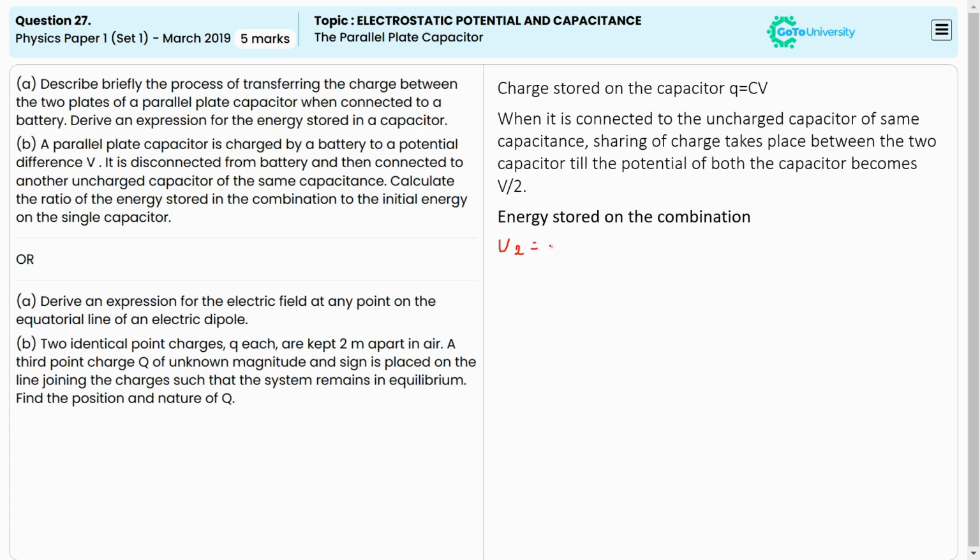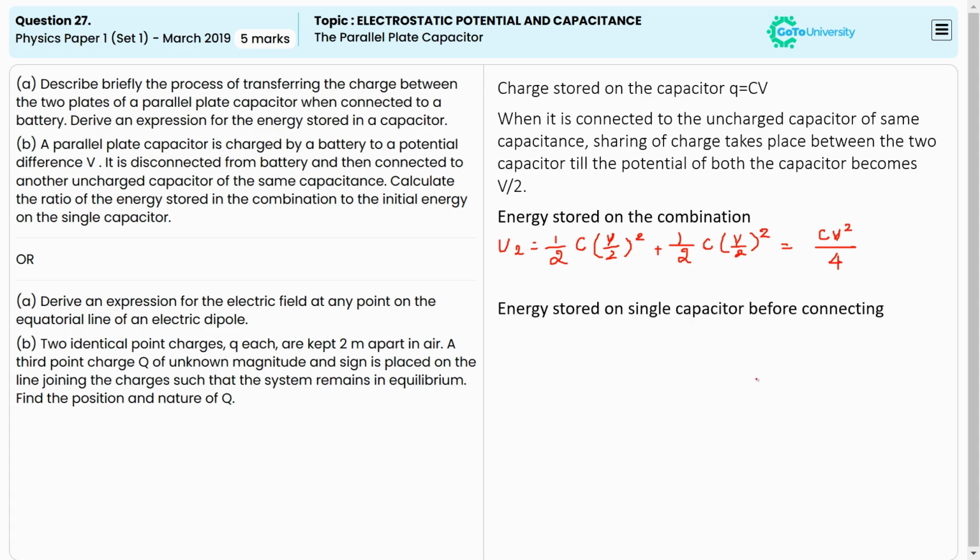Energy stored in the combination, that is U2, is equal to 1 by 2 times C times V by 2 whole square plus 1 by 2 times C into V by 2 whole square, which is equal to CV square divided by 4. Then the energy stored on a single capacitor before connecting is given by U1, that is 1 by 2 CV square.